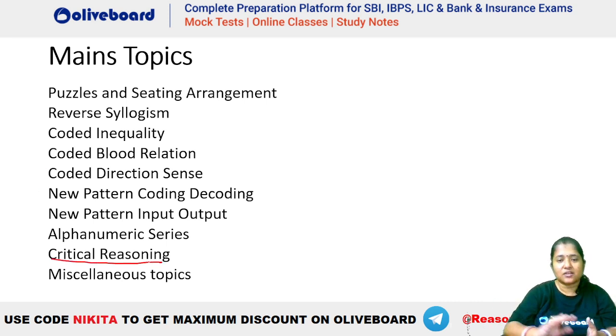Apart from that, it's just about the difficulty level that increases for these topics, right? You will have difficult puzzles and seating arrangement. You will have the difficult format of syllogisms, difficult format of inequality, difficult format of blood relation, direction sense. So everything is same. It is just the difficulty level has been increased, right? Topics are not changing in here. It's just that the difficulty level has been increased by a notch, right? They have increased it by let's say 2-3 levels here.